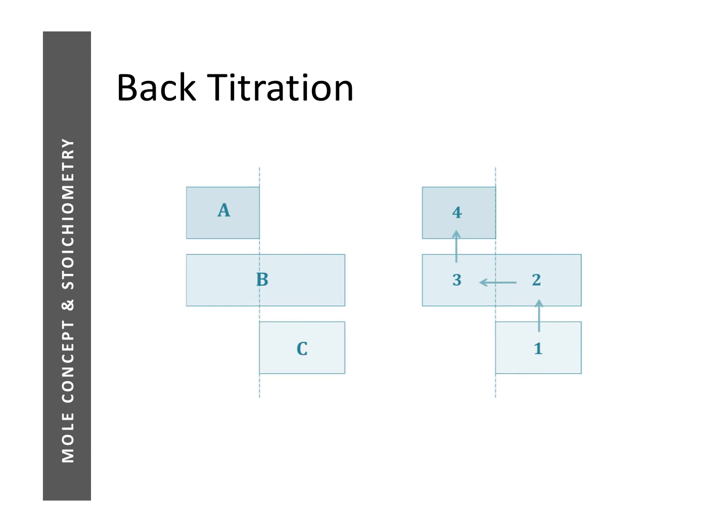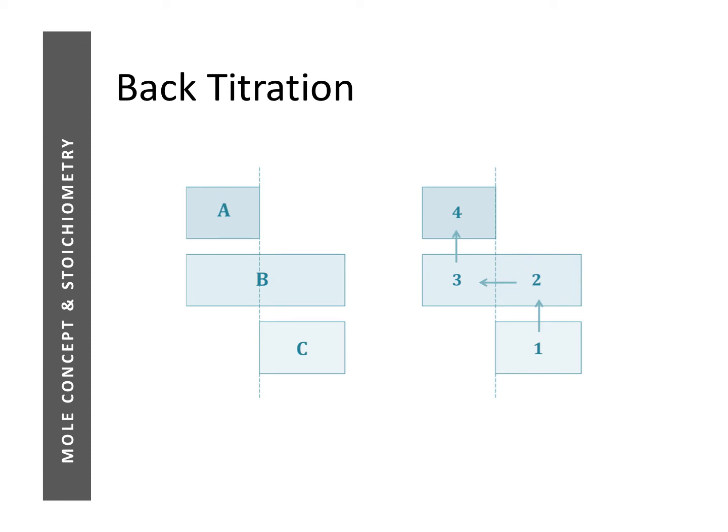The next type of question that we're going to look at is known as a back titration question. Back titration is also known as indirect titration. It is used when the substance that we want to find the number of moles for, or the amount of, cannot be used directly in a conventional titration. In a titration, the two reactants must be in solution form in order for a titration to work.